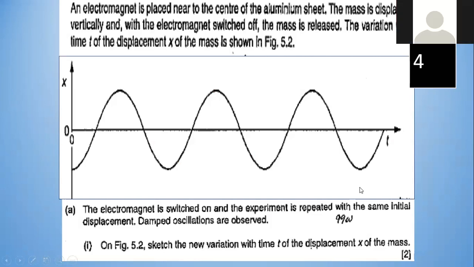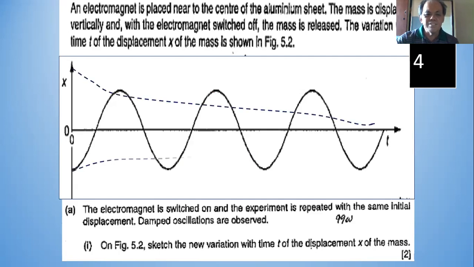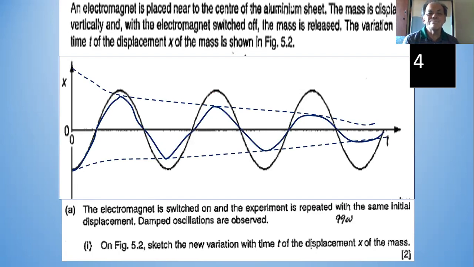Now you're supposed to apply. The electromagnet is switched on, and the experiment is repeated with the same initial displacement. They told you already, damped oscillation is observed. They are very kind to you. So you should know how to draw the graph already. Lightly damped, so that's your exponential. And draw. That's all. Lightly damped oscillation under simple harmonic motion. Go and review.